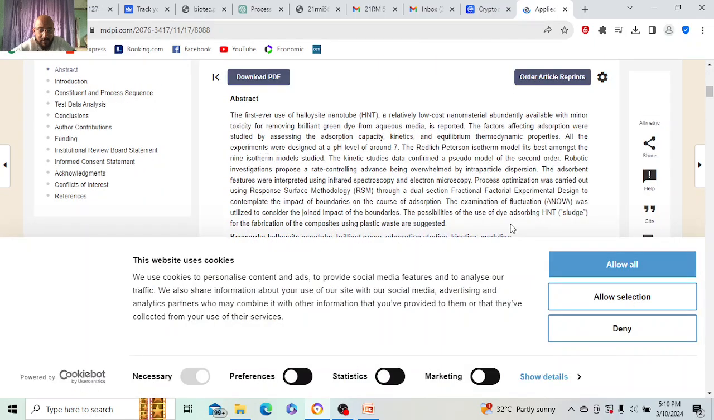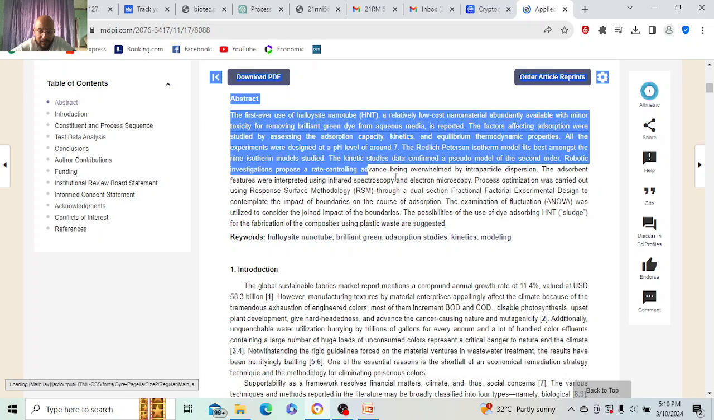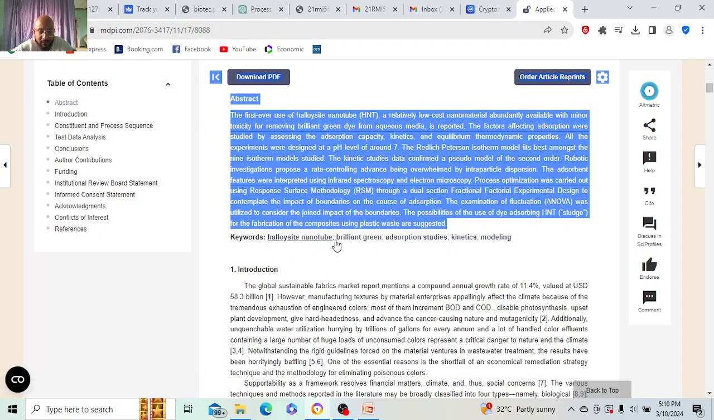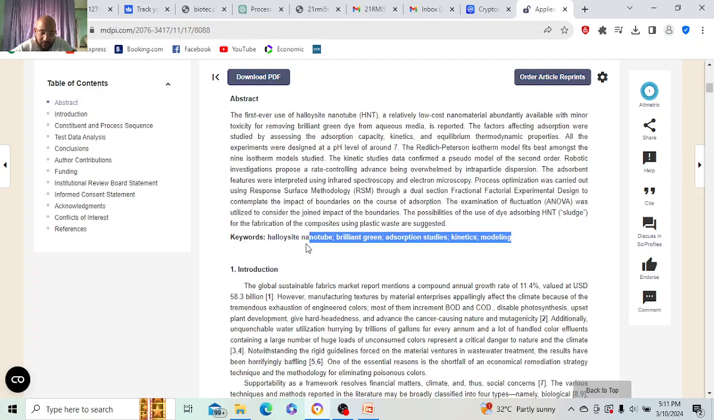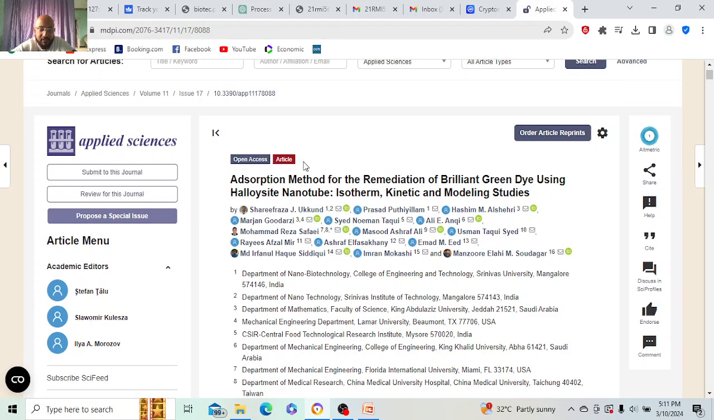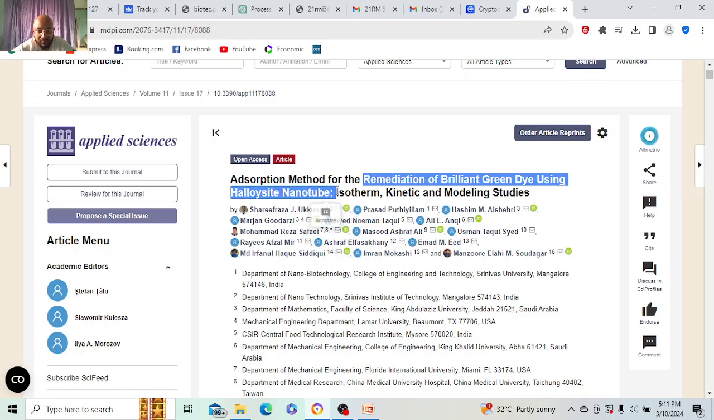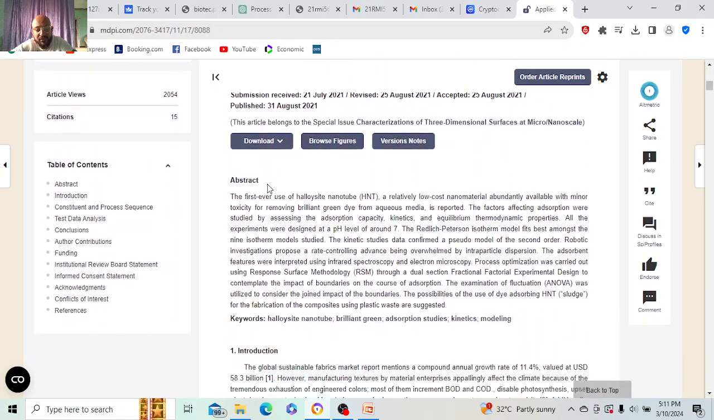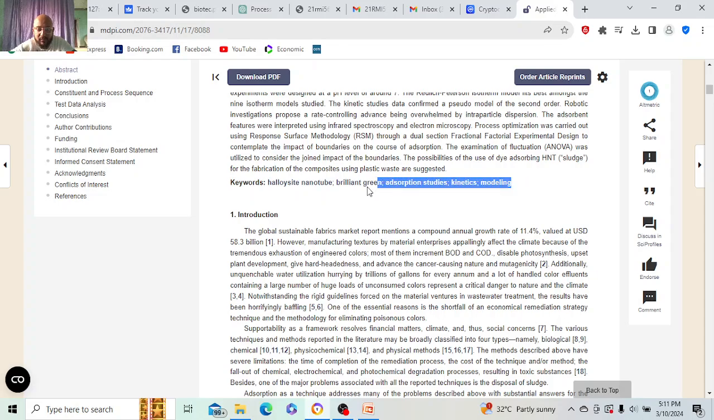See, this is my abstract, and along with the abstract I have halloysite nanotubes, brilliant green, adsorption studies, kinetic studies, and modeling studies. So these are my keywords. My title is very short: adsorption methods for the remediation of brilliant green dye using halloysite nanotube. So there are not many keywords in the title, but here I can have more keywords, which will make my paper more discoverable. Okay, that's how it works.